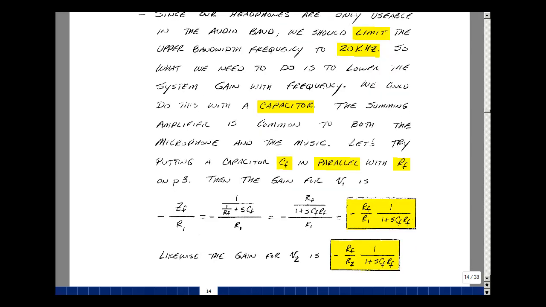For V1, we have a gain of minus Z sub F over R1, where Z sub F now is the parallel combination of a capacitor C sub F with the resistor R sub F. So I'm going to add their admittances and then take the reciprocal to get the impedance. Multiply numerator and denominator by R sub F, and I get R sub F divided by 1 plus S C sub F times R sub F. Pull out the R sub F, then we have left over 1 over 1 plus S times C sub F R sub F. If we do the same thing for the other input V2, we'll get the same result but with R1 replaced by R2.